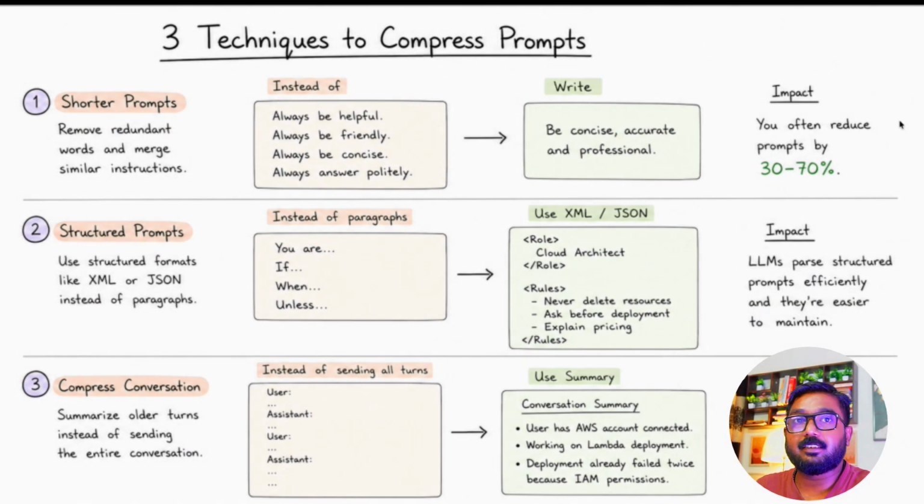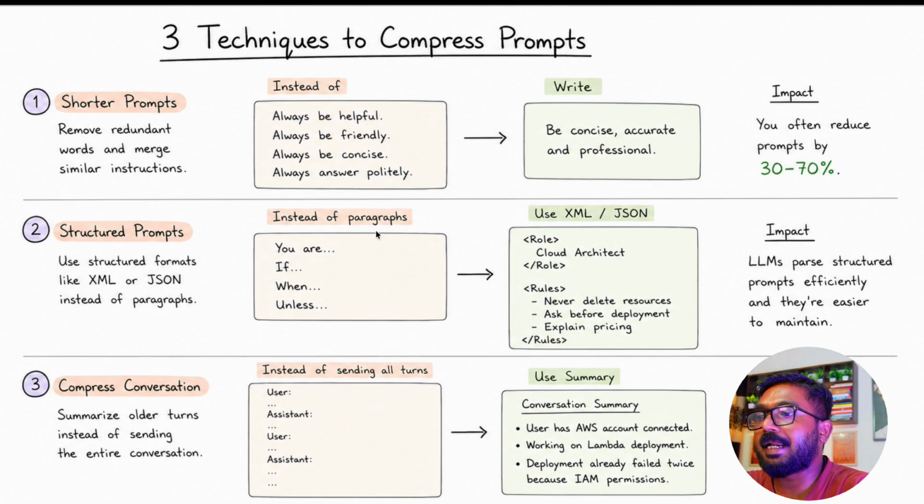Let's say the first technique is the compression of the prompts. Let's say you write always be helpful, always be friendly and concise and answer politely. But rather than this, you can write be concise, accurate, and professional. This would be the best possible prompt, and it will impact around 30 to 40, 50% of your token usage.